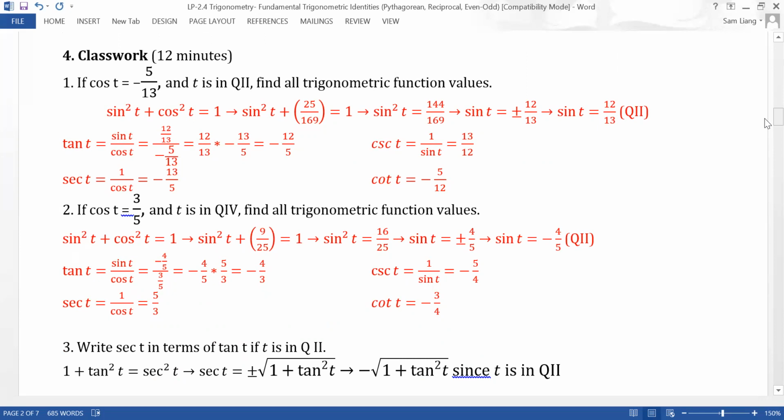All right, so here are your questions. Cosine t is negative 5 over 13. t is in quadrant 2. Find all trig function values. And this will be similar to a few of the homework questions that you're going to see tonight.